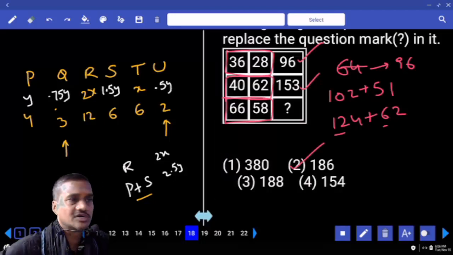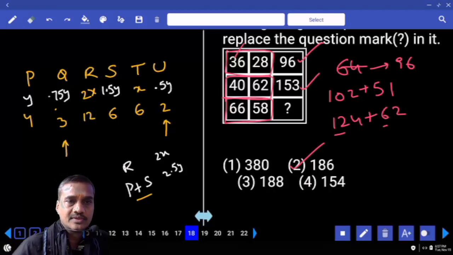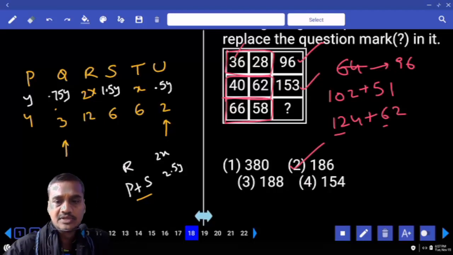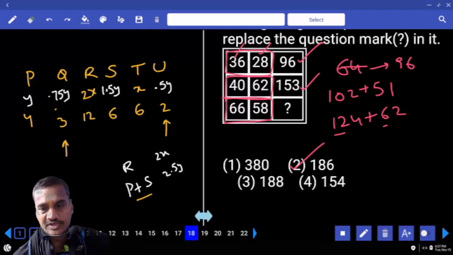Clear? Or each of these can be multiplied with 1.5 and then added. If you do it that way, 36 into 1.5 is 54. 28 into 1.5 is 42. And 54 plus 42 is 96, and so on.